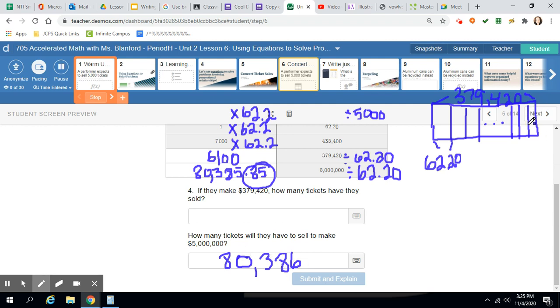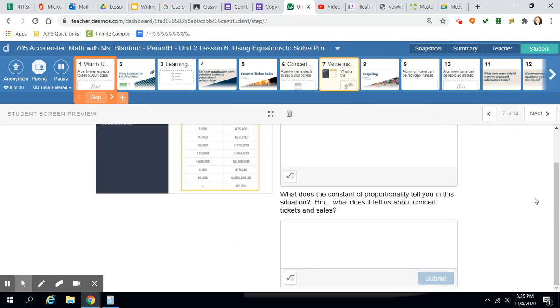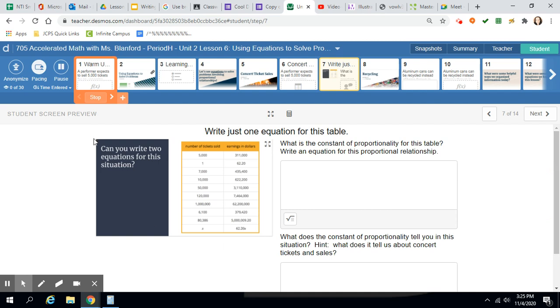Okay. So let's see what we're going to do. We do have some more with this. So now we have this table, right? And this table is actually showing us all of the things that we've done. All right. So now it's saying, what's the constant of proportionality for this table?